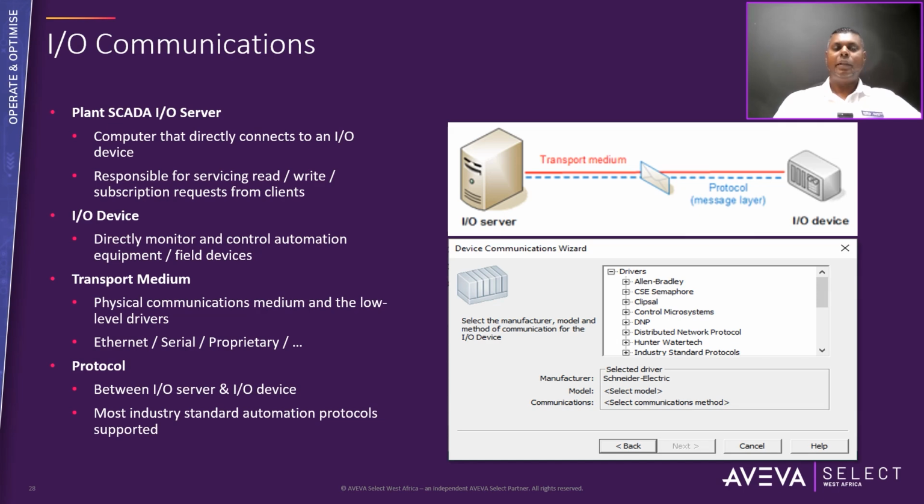The Plant SCADA computer that directly connects to an I/O device is an I/O server. I/O servers are responsible for servicing the read, write, and subscription requests from clients. A project can have many I/O servers, with each cluster able to include multiple I/O servers. An I/O server keeps up-to-date information on its connected I/O devices by regularly retrieving data from and storing it in a cache. Whenever a Plant SCADA client requires data from an I/O device, it will use the information stored in the I/O server cache. Clients will not retrieve data directly from an I/O device.